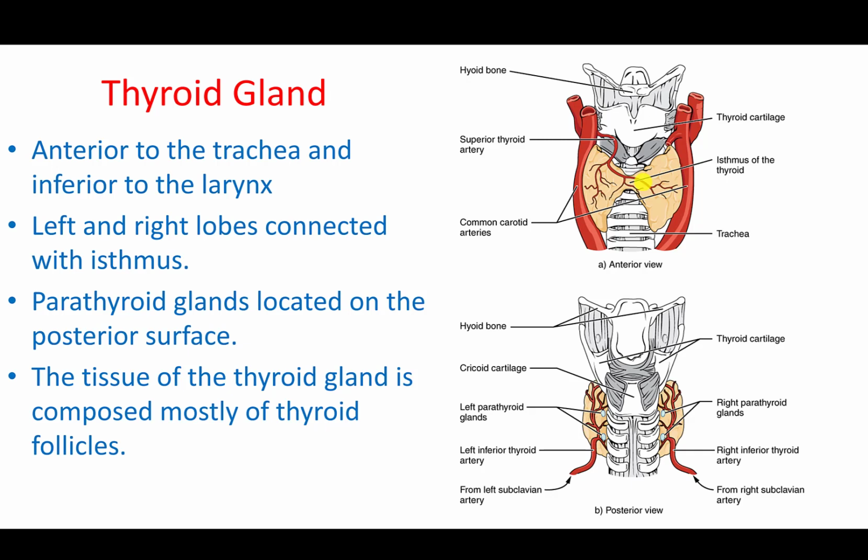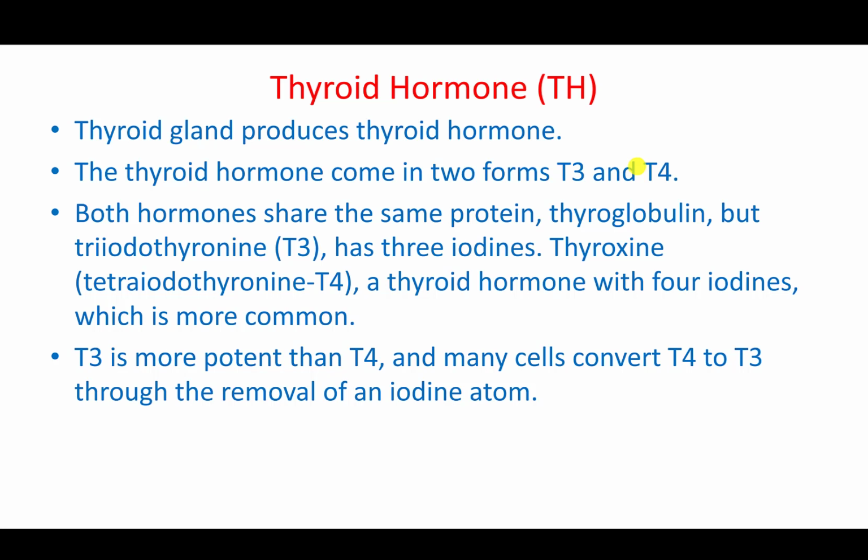Okay, the thyroid gland is a gland located on the trachea. It's made out of follicles, okay, and two portions connected together. And this gland is important because it produces the thyroid hormone. Thyroid hormone is important because it controls the basal metabolic rate of the body.